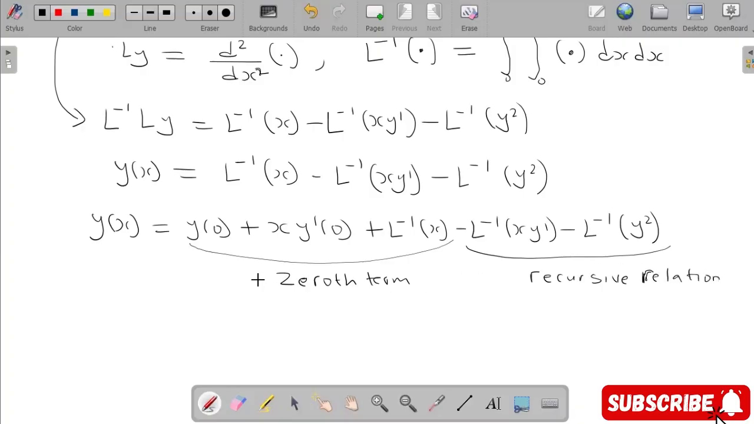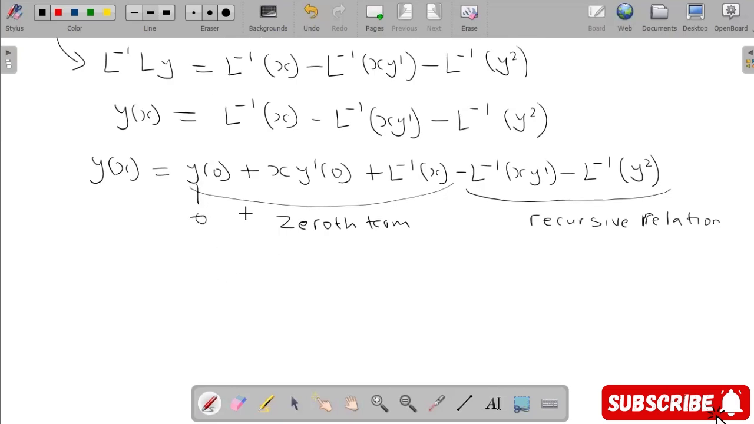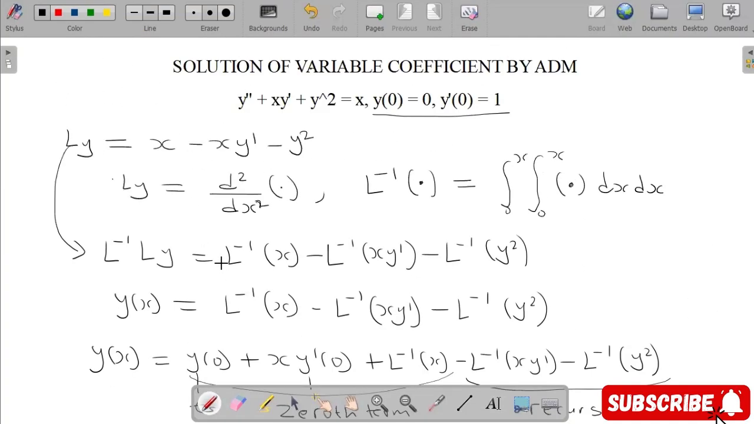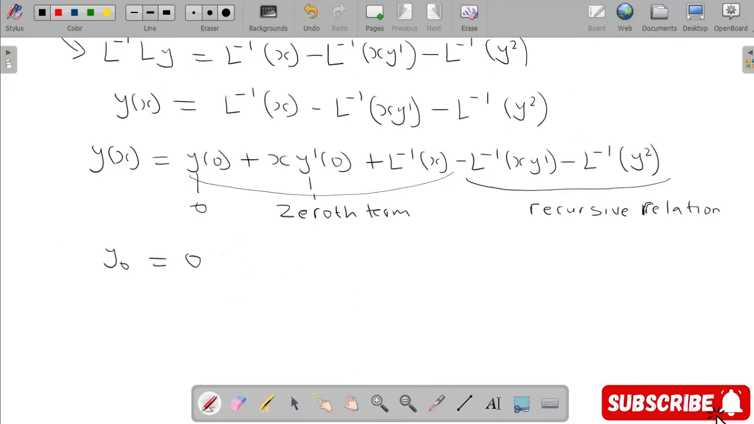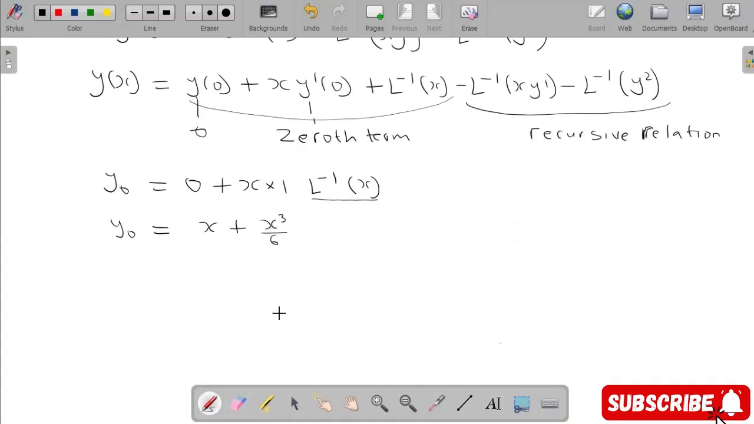For the zeroth term, we know that this is 0, this is 1. So we have y0 equal to 0, that's from our initial condition given to us. So this becomes x times 1 and then L inverse of x. So y0 becomes x plus, since our L inverse is a second order inverse operator, integrating it twice will give us x raised to the power 3 over 6. So this is our zeroth term.